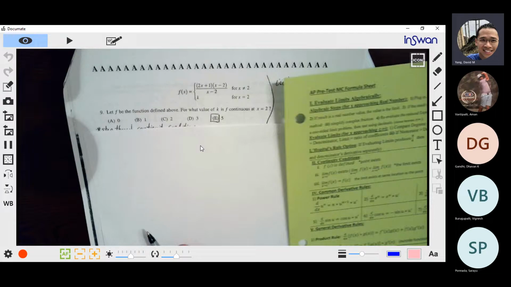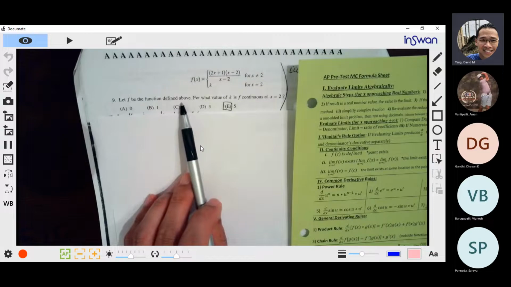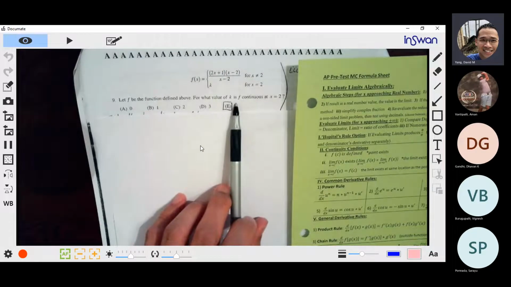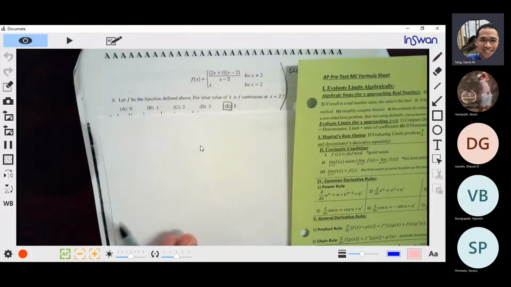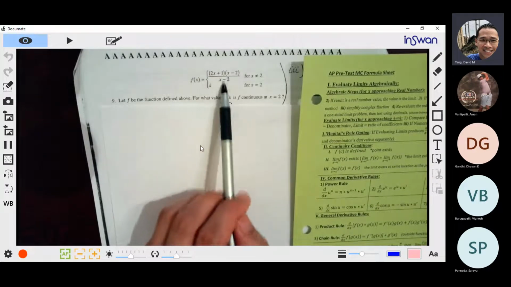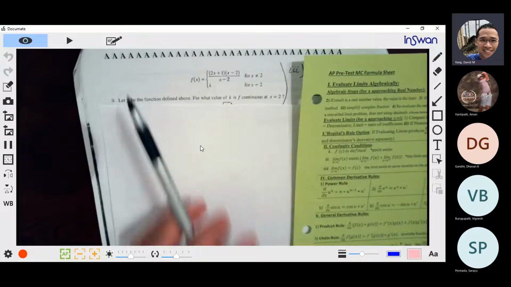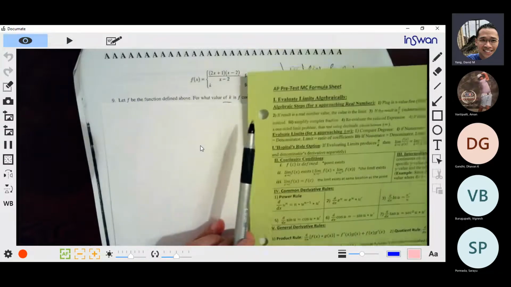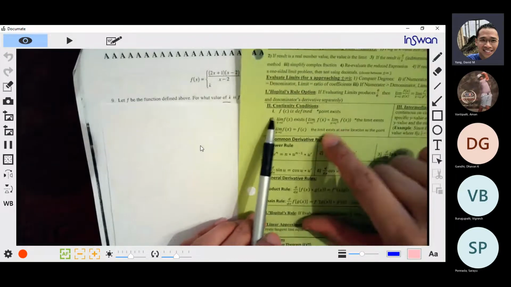Okay, number 9 says, let f be the function defined above. For what value of k is the function continuous at x equals 2? So we know that we're dealing with continuity, and we have a piecewise function. So I think the best way to determine what issues we have with continuity with a piecewise function is just to step through our continuity conditions. So on the formula sheets that you guys received, let me go through the continuity conditions.